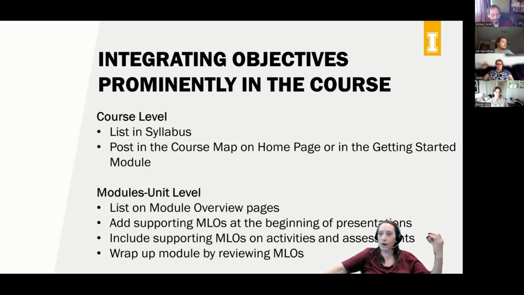And then we also put our objectives in the modules or the unit level. Some people call these modules, and some people call them units, and they mean the same thing. It's just how you choose to use the terminology. So where do we put the objectives in the module? We put them on the module overview pages. This course is going to have a module overview page for every module.